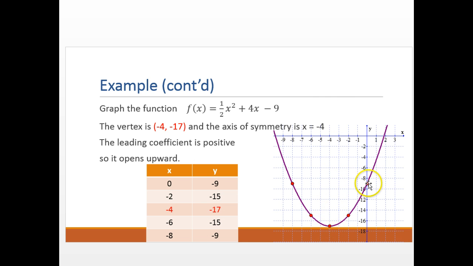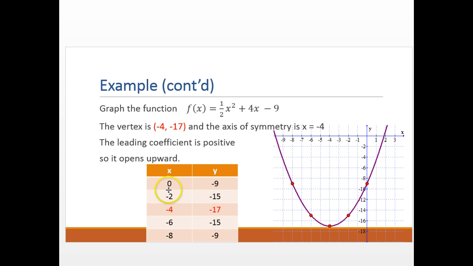So if we knew the y-intercept was (0, -9), and we have to count over 4 units to the left to get to the axis of symmetry from the y-intercept, if I count over 4 more units, I should hit another point on the graph, because these 2 points are the same distance from the axis of symmetry. So the points (0, -9) and (-8, -9) logically both fall on this parabola.